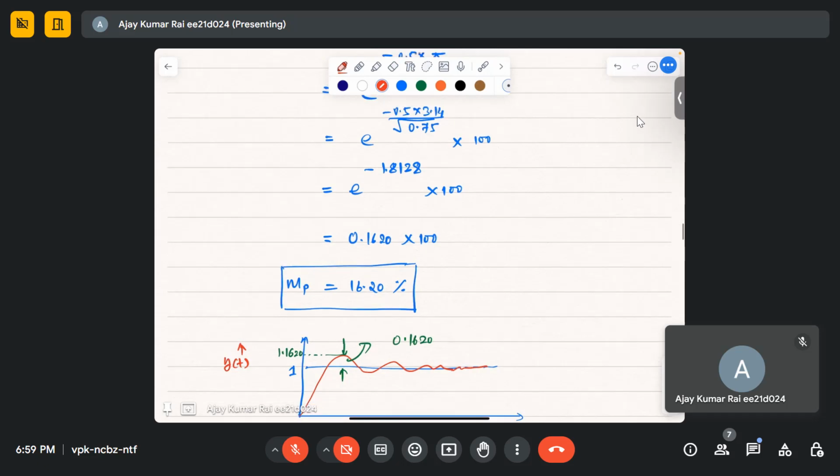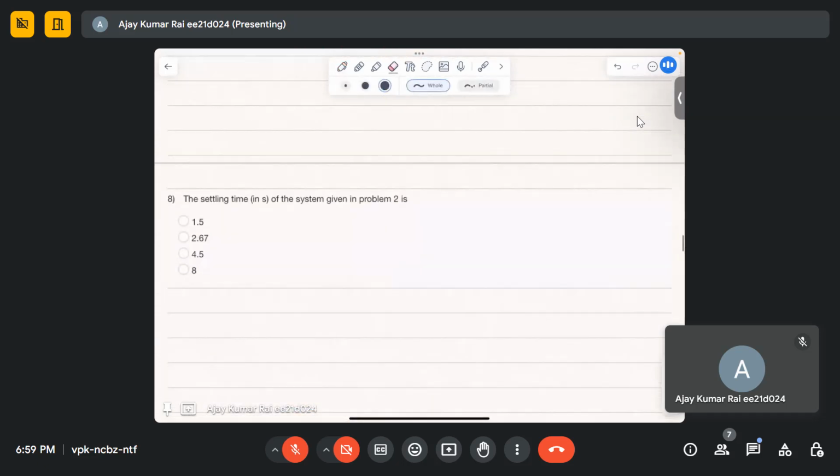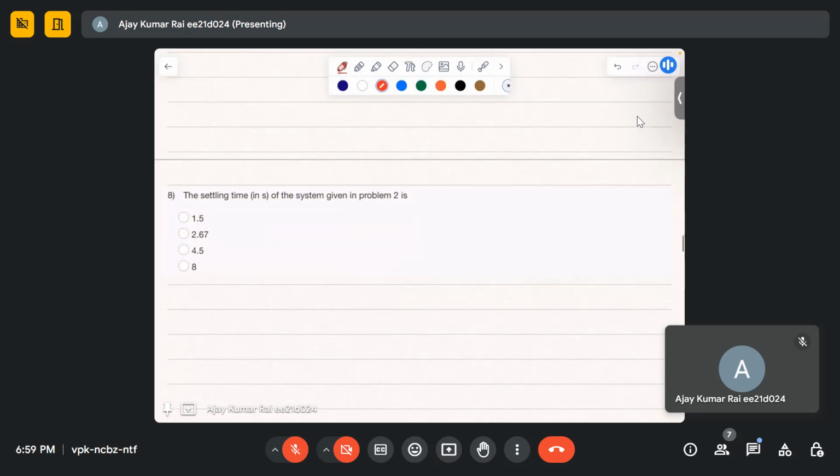Okay, that's what it is. The settling time of the system given in problem 2, for 2% error, I will calculate.